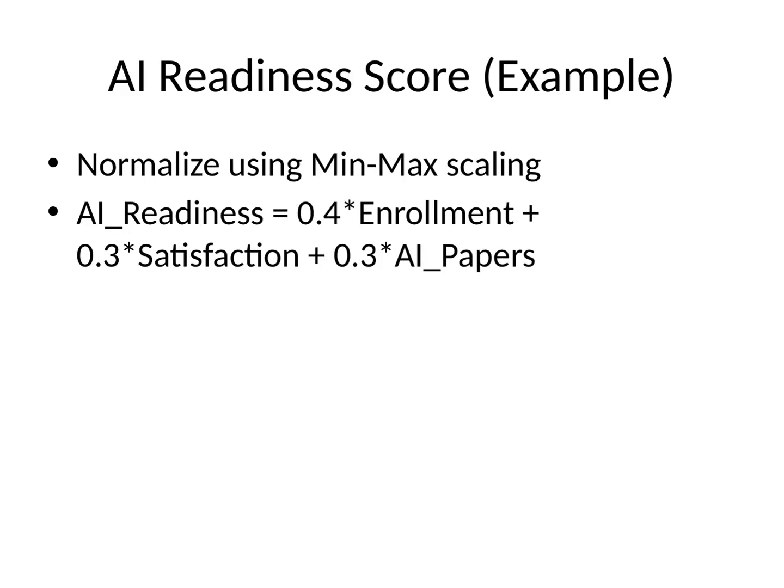If we are going to create a new feature, AI readiness, then we need to first normalize each metric using min-max scaling, which rescales values to a 0 to 1 range. Then we combine those 3 normalized metrics into a single AI readiness score, with 40% from enrollment, 30% from satisfaction, and 30% from AI papers. This weighted result gives a comparable number you can use to rank and track readiness across programs.